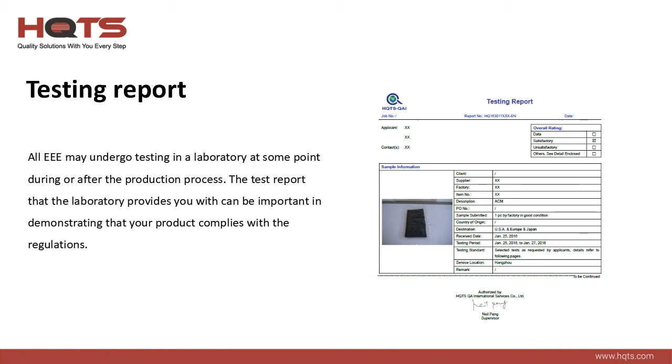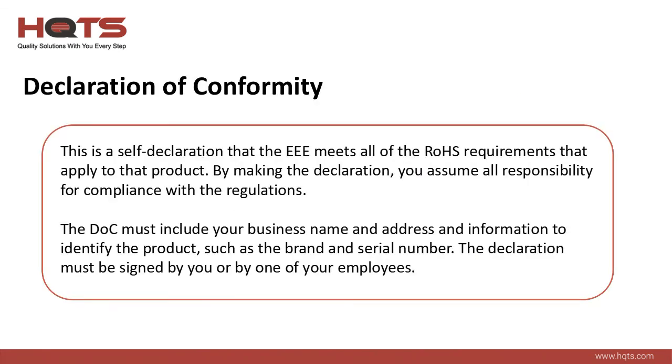A declaration of conformity is also required for all such products. This is actually a self-declaration that your product meets all of the RoHS requirements. By making this declaration, you assume all responsibility for compliance with RoHS regulations. The declaration of conformity must include identifying information about you, about the product, and it must be signed by you or by one of your responsible employees. Keep in mind that if your product later is found not to be in compliance, the fines can be very significant.